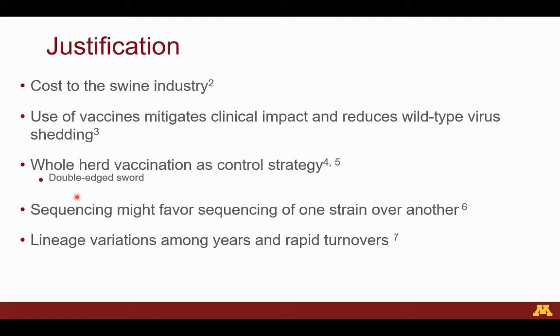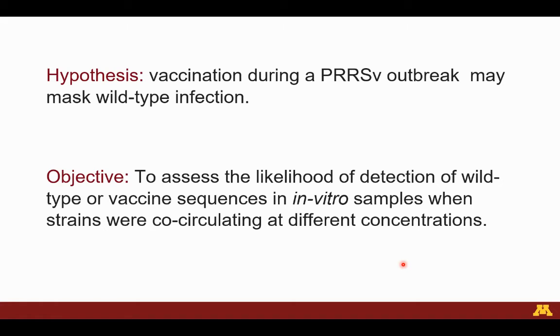But this can be a double-edged sword, and we can take a look at why during this presentation. Also, we know that sequencing might favor one strain over another, and that the variation among years is high, so there are rapid turnovers among years. Therefore, our hypothesis is that during a PRRS outbreak, when we vaccinate, we can actually mask wild-type infections. So we might not have an actual picture of what's going on in the field.